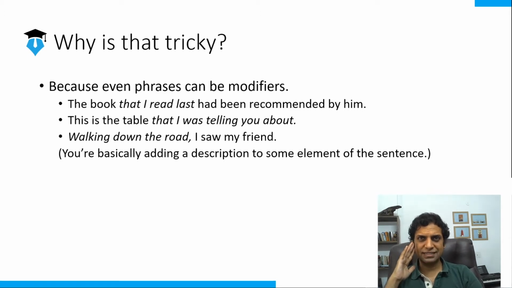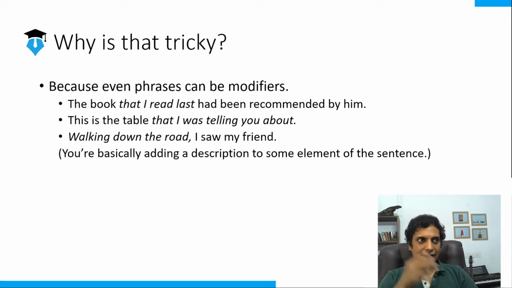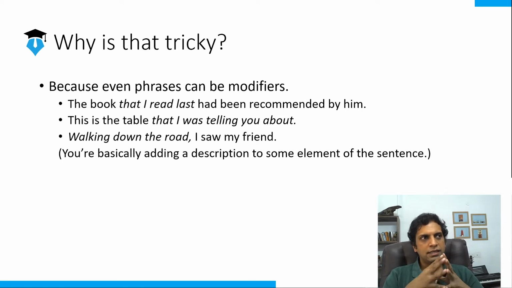Now, why do modifiers get tricky? Because modifiers, in the context we're talking about, are phrases. And phrases is where the sentences get longer and longer and longer. So you could say the book had been recommended by him. It's a valid sentence, but immediately you're going to jump up and ask, the book? What book? So then you say the book that I read last had been recommended by him. So that I read last is actually adding more information about the book. It's acting like an adjective, but it's a phrase.